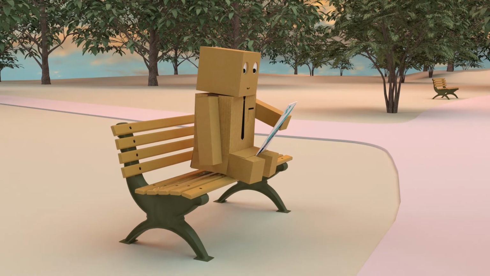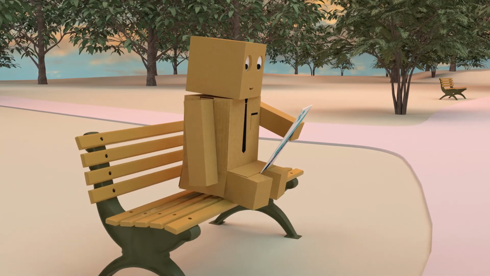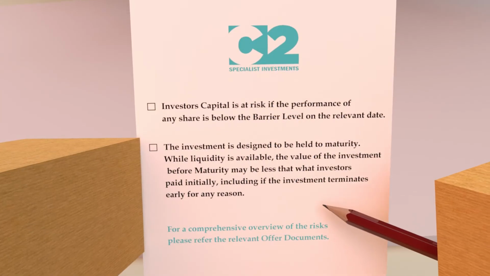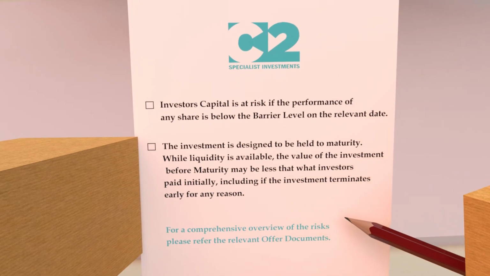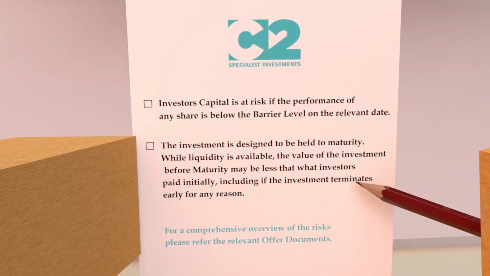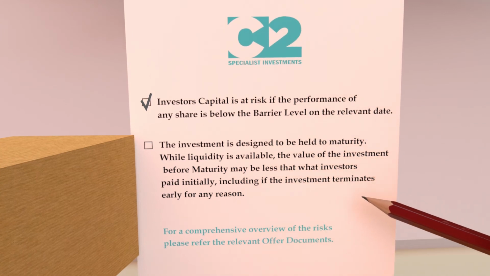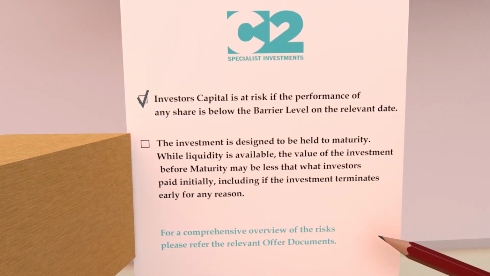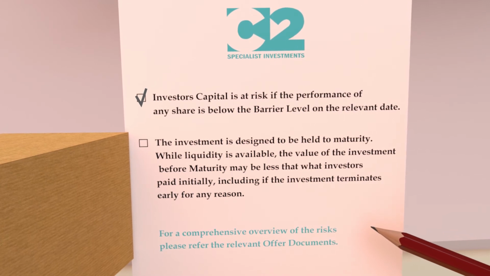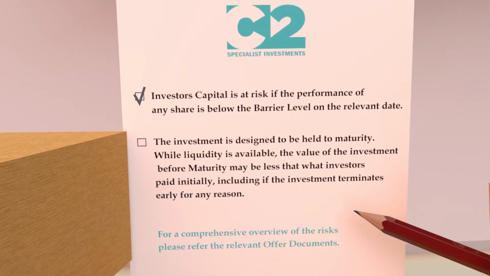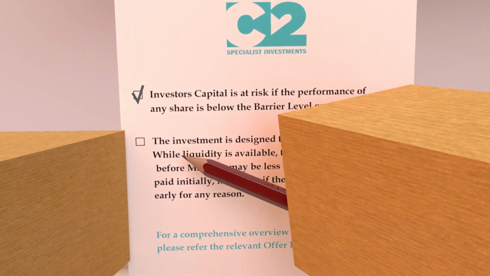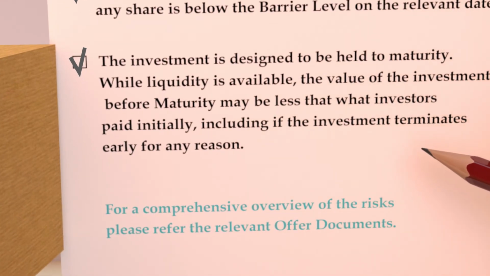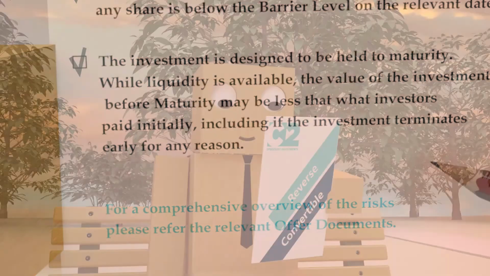As with all investments, there are risks. The key risks associated with a reverse convertible include investors' capital is at risk if the performance of any share is below the barrier level on the relevant date. The investment is designed to be held to maturity. While liquidity is available, the value of the investment before maturity may be less than what investors paid initially, including if the investment terminates early for any reason. For a comprehensive overview of the risks, please refer to the relevant offer documents.